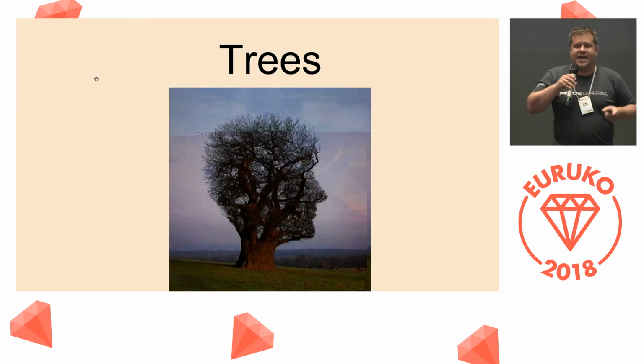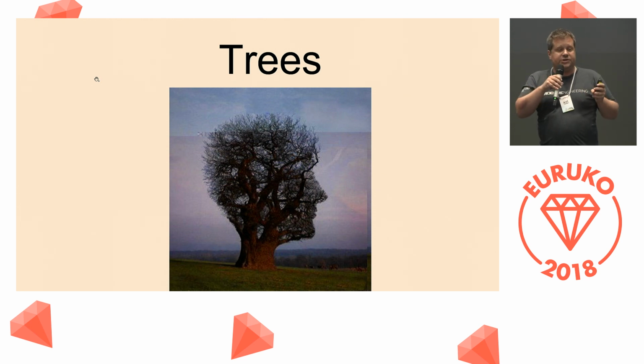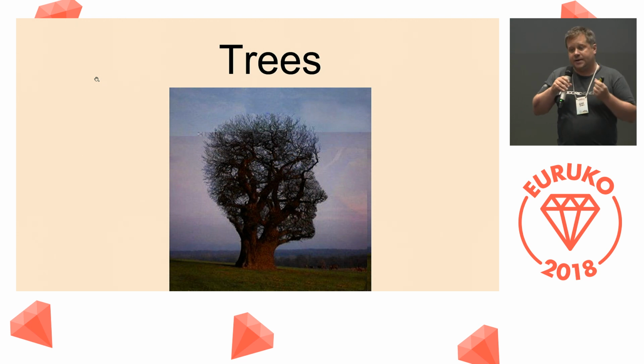So let's talk about anti-patterns. This talk today, I'm going to talk to you about two major anti-patterns. The anti-patterns are naive trees and polymorphic relationships. But first, a little disclaimer.